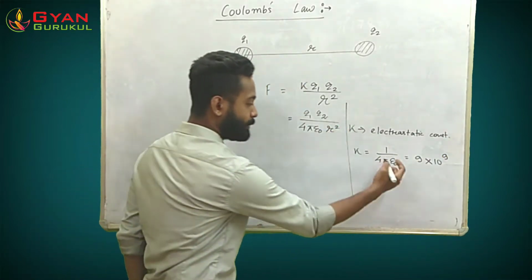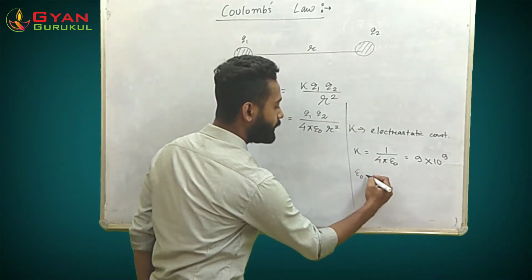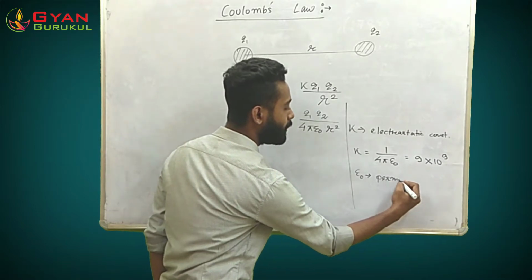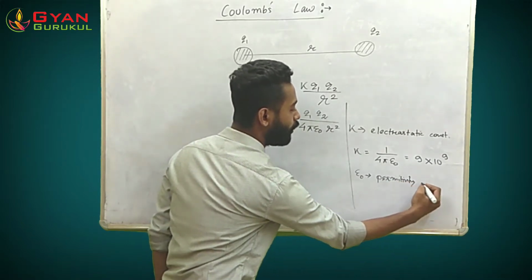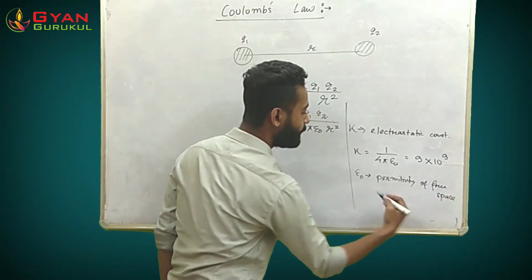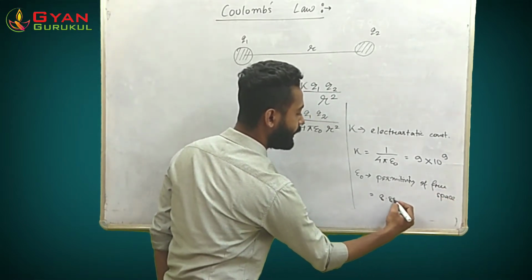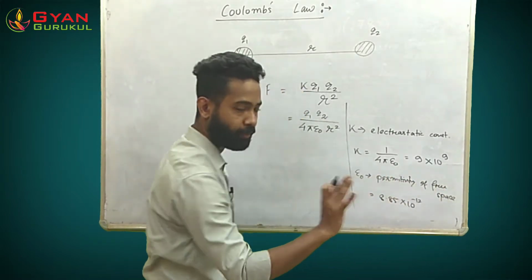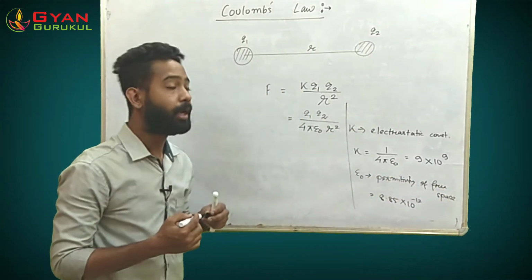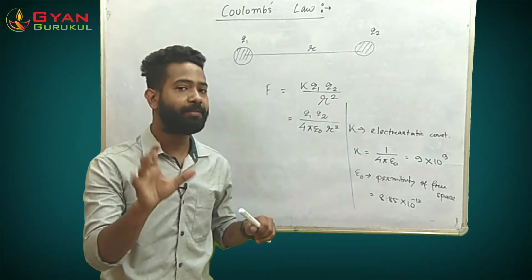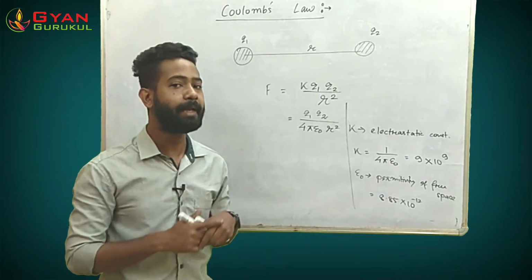Now, epsilon naught is actually an important thing that you need to understand. This is known as the permittivity of free space. It has a value of 8.85 into 10 to the power minus 12. Without units, I'm just writing the magnitude for the time being. These are all in SI terms. The name itself says permittivity of free space. What does that mean now?